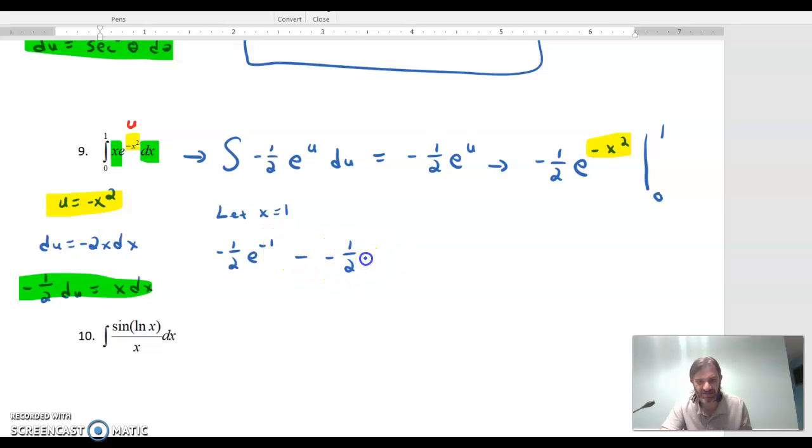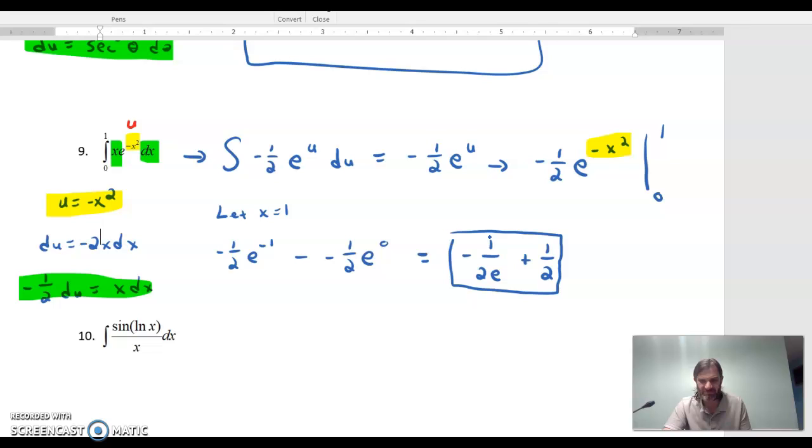minus negative 1/2 times e to the 0. Okay, so let's see here. This will be negative 1 over 2e for the negative 1 exponent, and then we have a minus minus, so that'll be plus. Remember, anything to the 0 power is 1, so it'll be plus 1/2. You can leave it like that, or you can make a common denominator, which would be negative 1 plus e all over 2e. I think that's right. Yes, if you wanted either one of those, you could take it. You can get a decimal approximation, but we're able to get an exact answer there.